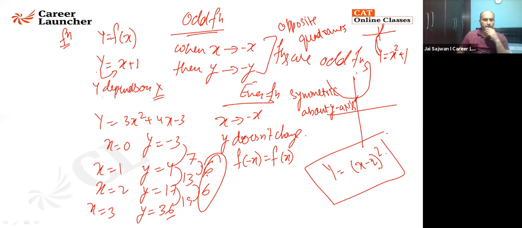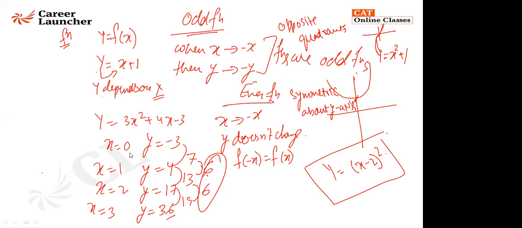So y is equal to (x minus 2) square. This question is from Paras. Is it an even function or an odd function? Come on, can you give me the answer? y is equal to (x minus 2) square. Is it even or odd?